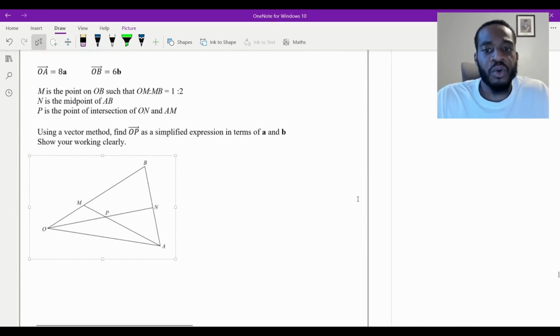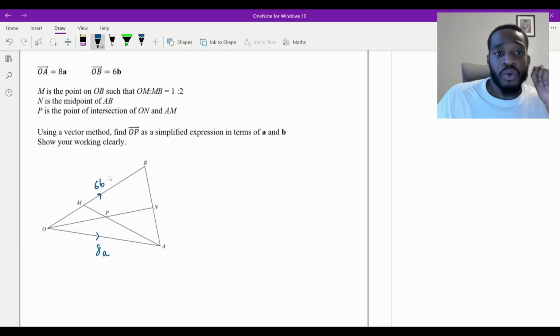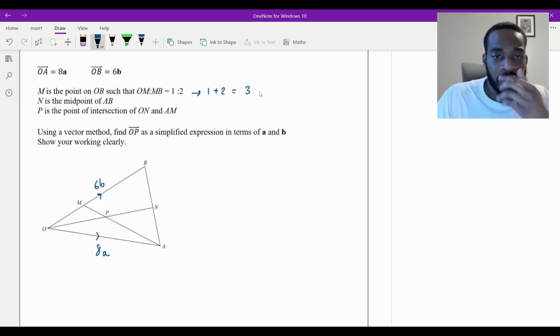Okay. So we know that O to A is 8A, that O to B is this one, which is 6B. As well as that, we know the point M, and the ratio O to M and M to B is 1 to 2. Now remember, ratios, 1 plus 2 is equal to 3. So there's 3 parts. So that means that this part, O to M, is 1 out of 3. This part is 2 out of 3, and the vector is 6B.